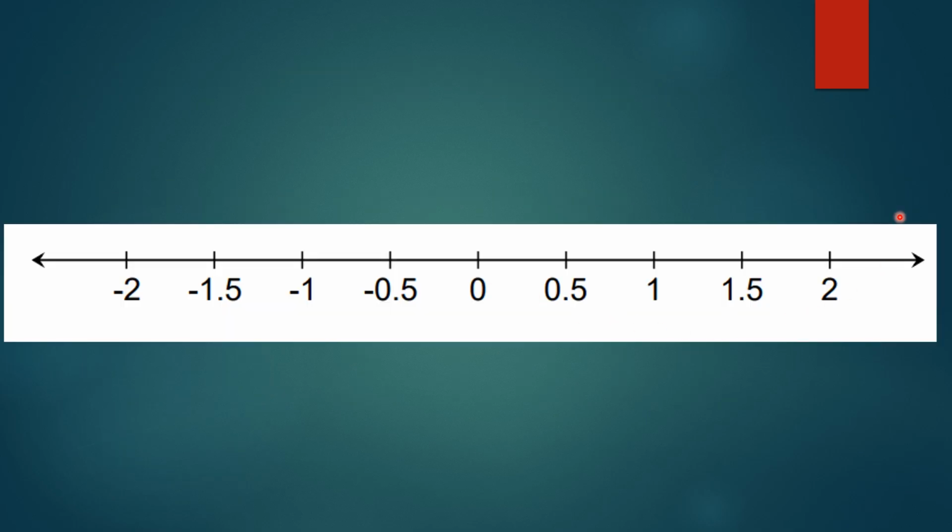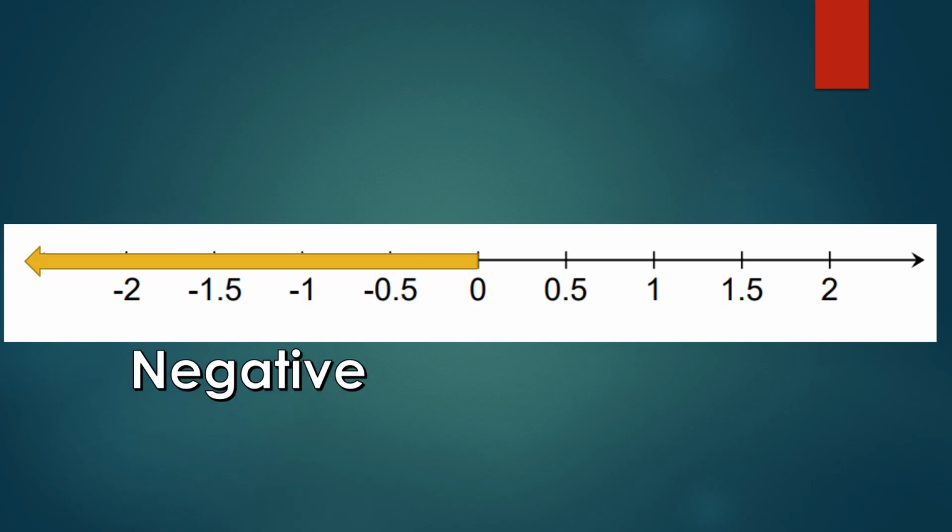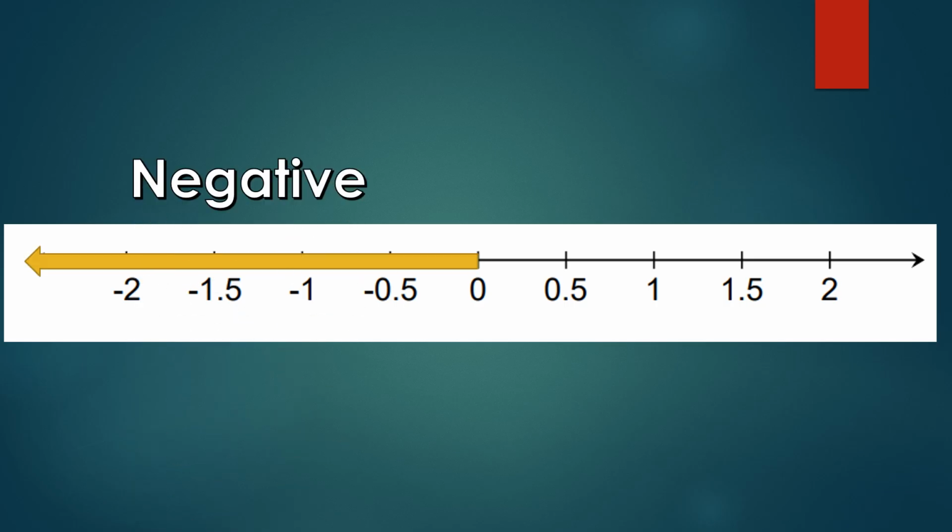So this part, I will introduce to you. So this is a number line. So this is in decimal form. So we started with negative 2 and we end up with positive 2. So on the left side of the monitor, this is the negative side.